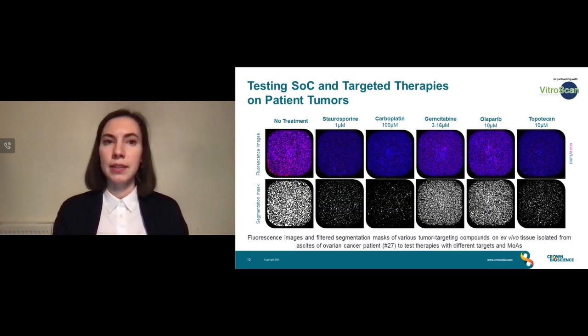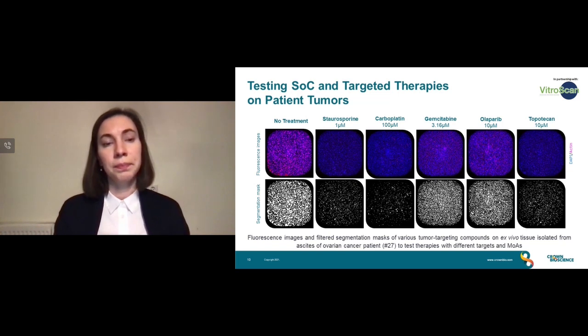Now, if we move to the assay itself, what we can analyze in these cultures. Here you can see an example of images from an ovarian cancer sample that was exposed to different standard of care drugs and targeted therapies at various concentrations. And each image represents an entire well of a 384 well plate with the tumor clusters stained with DAPI and actin. So the more actin staining we see, the more viable are the tumor clusters, like in a non-treatment condition.